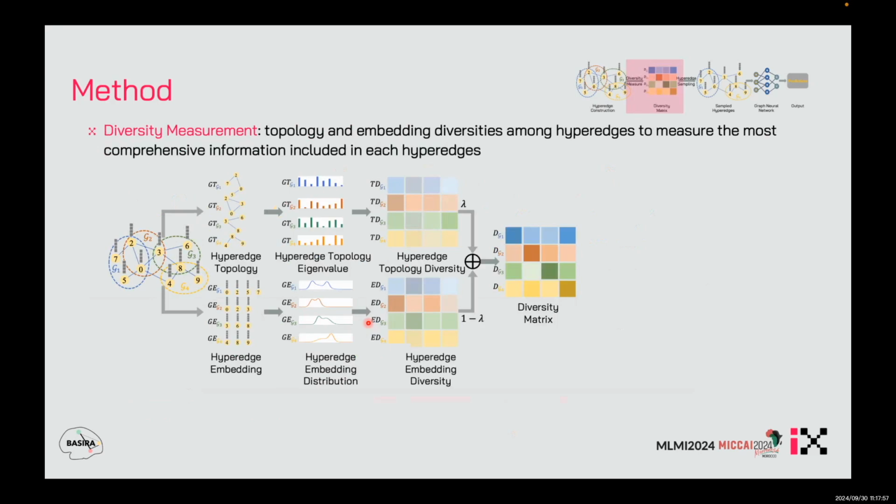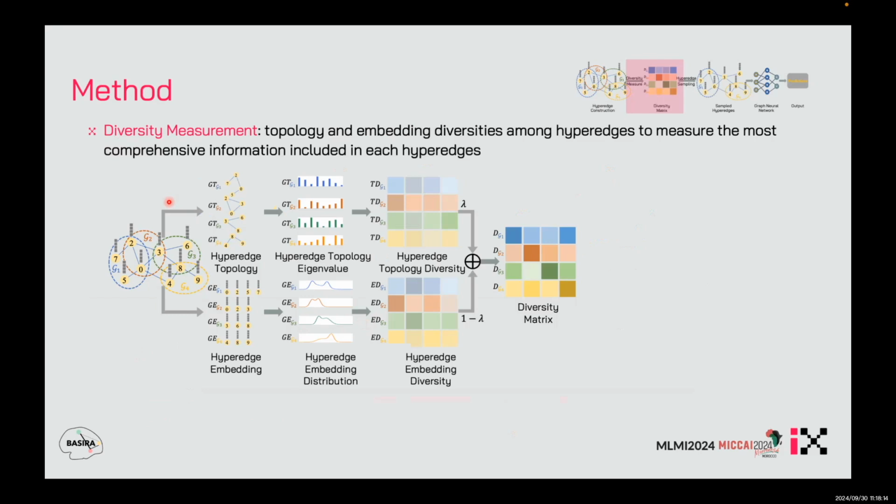And the second strategy is the diversity measurement. When we divide the entire graph into several subgraphs, this may significantly prolong the training time of the GNNs, since it needs to go through all the subgraphs.